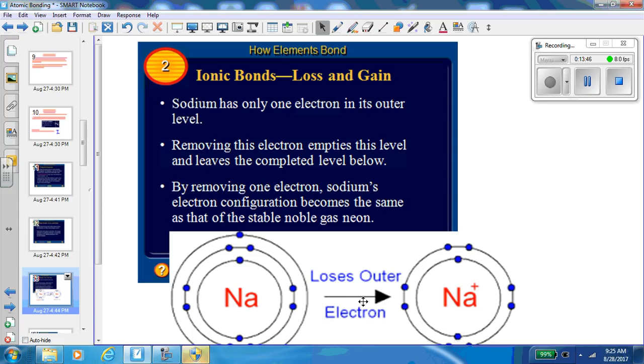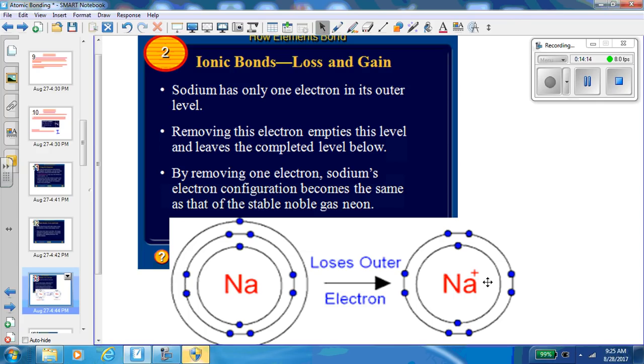So look at the picture. Once sodium loses that outer electron to another atom that it bonds with, that gives sodium its stability, which is what it's looking for. It wants to have that outer level be full. So by removing 1 electron, sodium becomes the same as that of the stable noble gas neon, which is what they want. Atoms want stability. So sodium will typically lose 1 of its electrons, and if it does that, it's going to make sodium more positive, because now sodium has more protons than it does electrons. Okay, so now that's going to give sodium a +1 charge. All right.